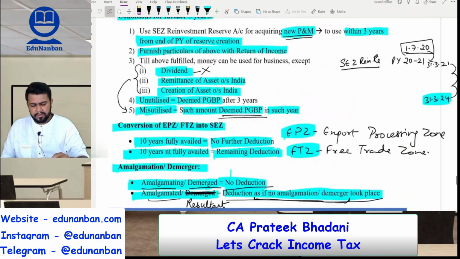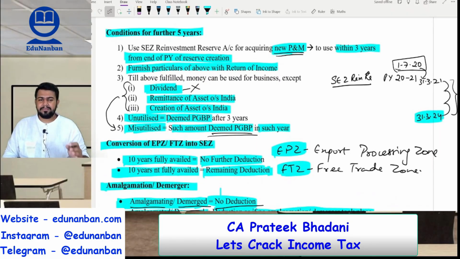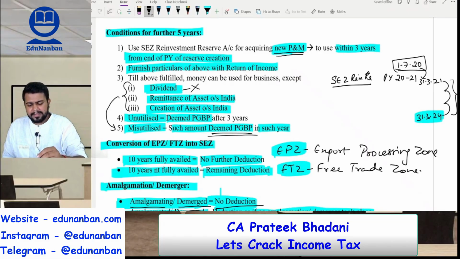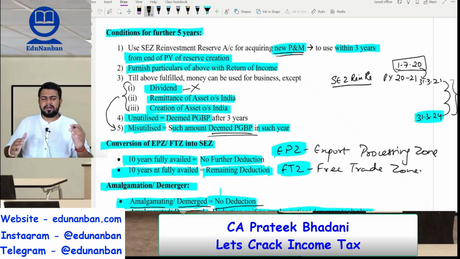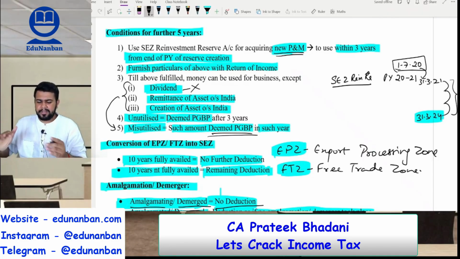Fine. Now, condition for further 5 years. So if the assessee wants to claim the deduction in year 11 to year 15, then the amount has to be transferred to SEZ reinvestment reserve account. This SEZ reinvestment reserve account is nothing but a provision created in the balance sheet. So the money will be lying with the assessee only. It should not be deposited in any bank or anything. The money will be with the assessee only. However, it should be separately kept as SEZ reinvestment reserve account.